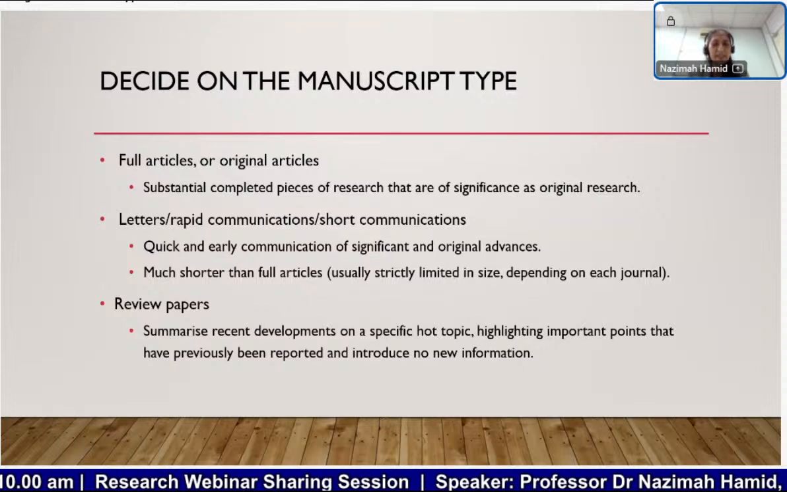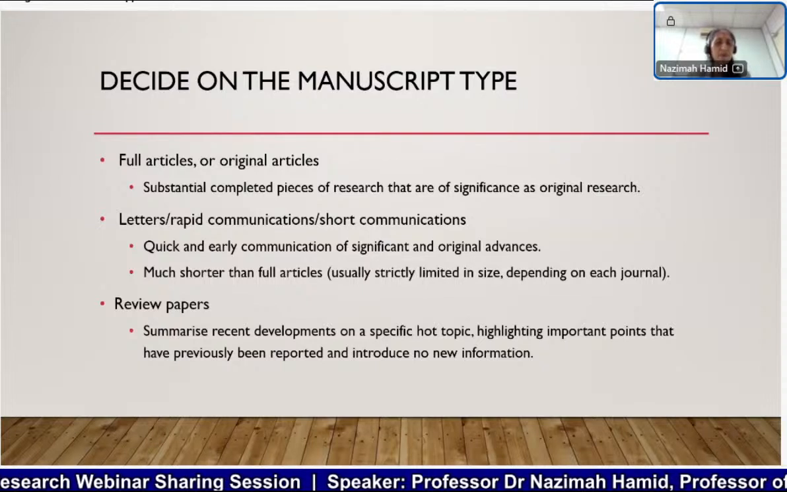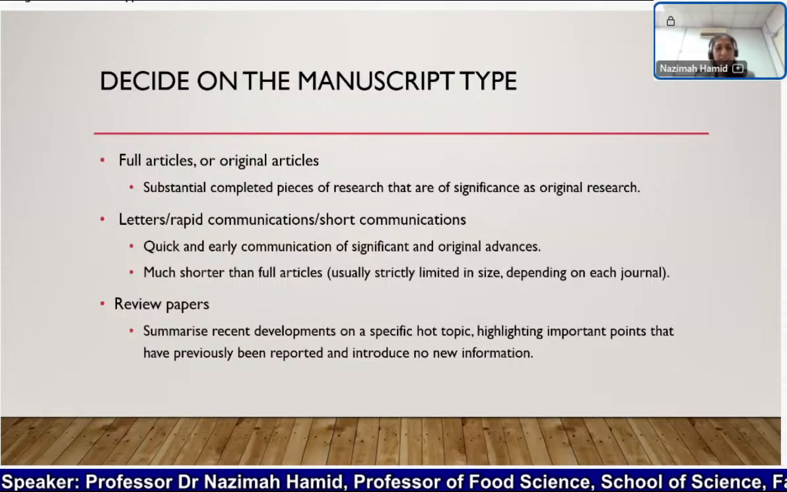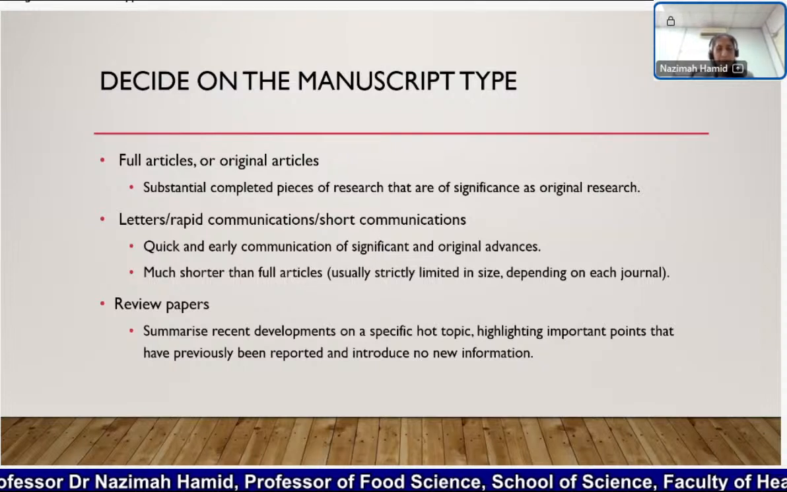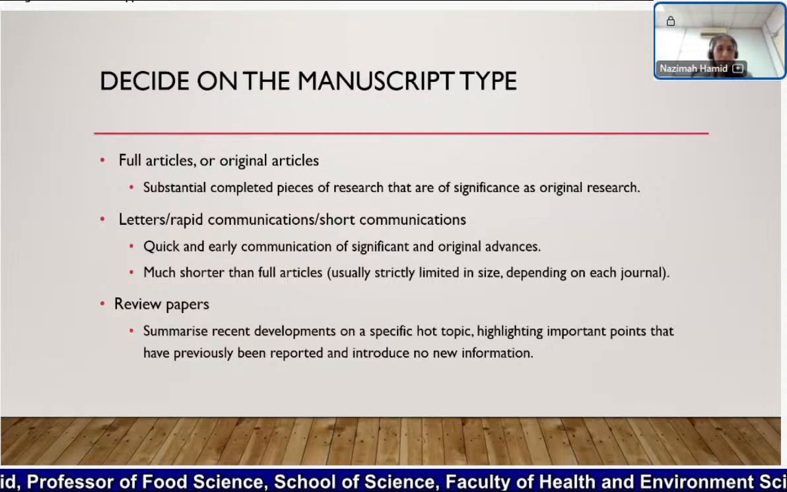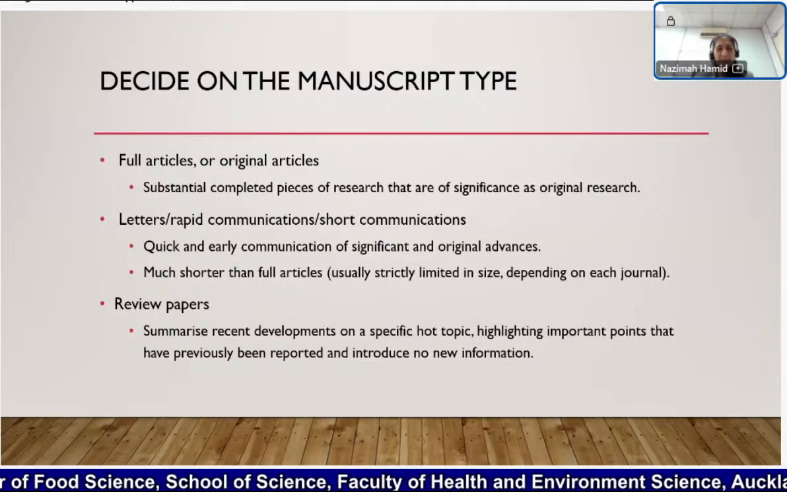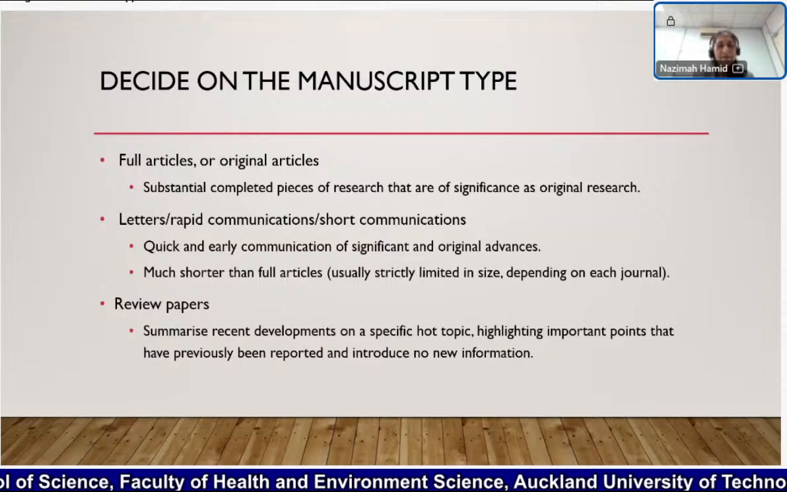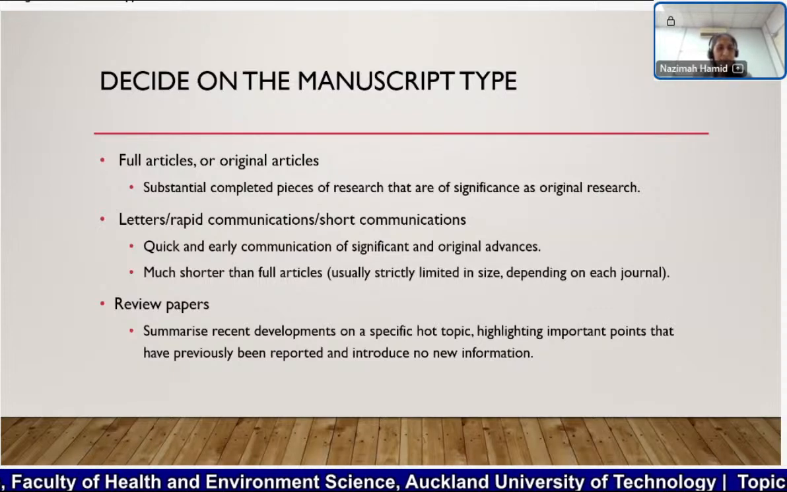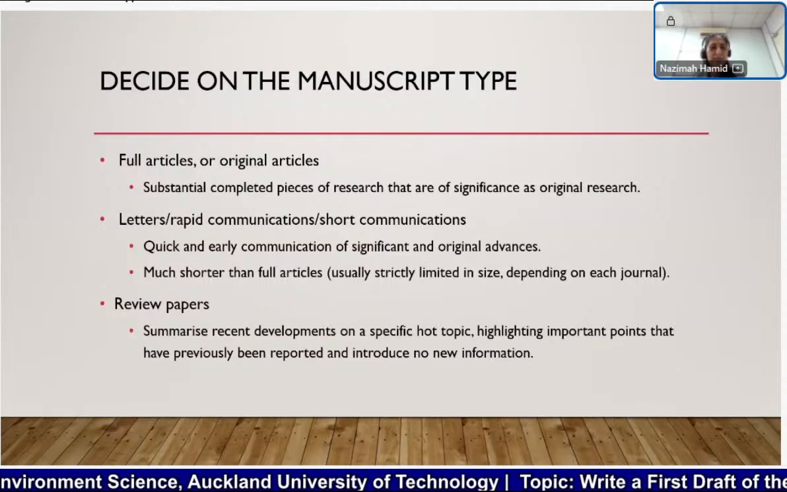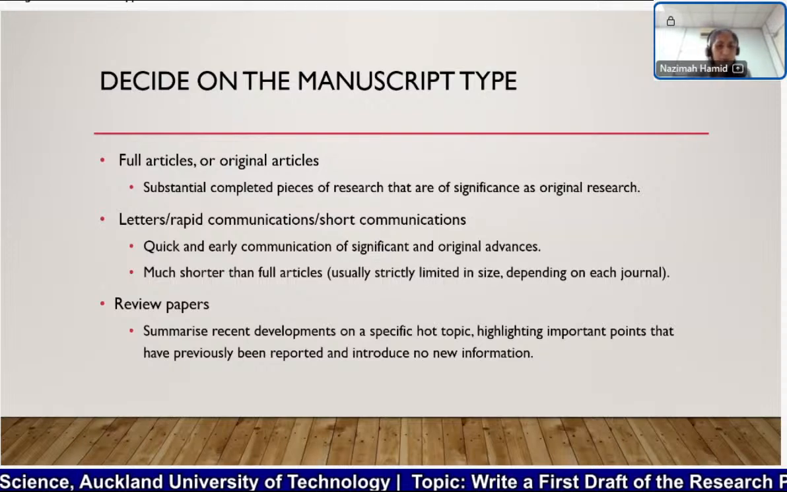So far I've only done one or two. Most of the manuscripts that I prepare are full articles. Some of you may opt to write review papers, and that is usually on a recent development on a specific hot topic, and it tends to be longer than a full article. But I think when it comes to research, people tend to lean towards full articles. Yes, you can get review papers cited a lot, but try and have a balance. Don't go and do too many review papers, because yes, you can get higher impact factors for review paper journals, but the full articles are also just as important, if not more important.